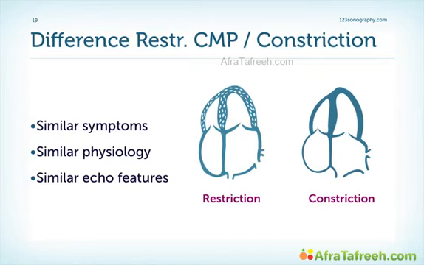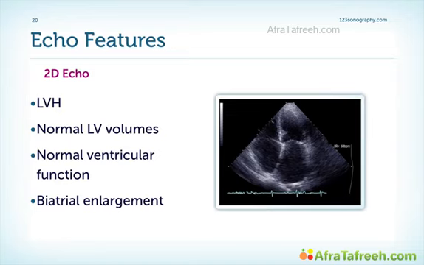Because of several similarities, restrictive cardiomyopathy and pericardial constriction are often discussed together. Patients have similar symptoms, a similar physiology, both have filling impairment. In restrictive cardiomyopathy, because the myocardium usually has some infiltrative process, while in pericardial constriction, because the pericardium does not permit expansion of the left ventricle, and the echo features are somewhat similar. Keep this in mind. We'll discuss the differences and the similarities later.